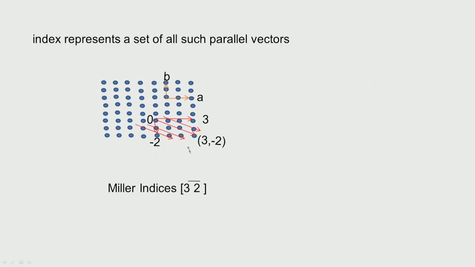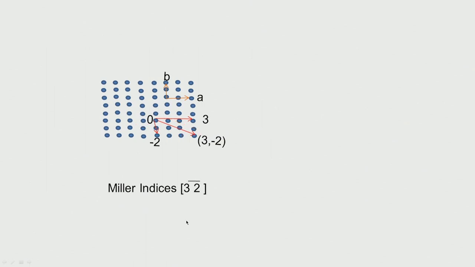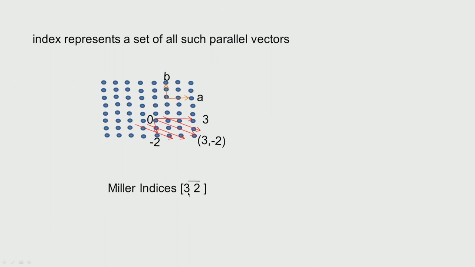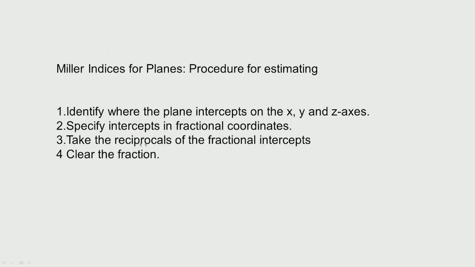Okay. Now, we can have several parallel lines, right. So, for all these we can have 3 comma minus 2 as the vector. These are all a set of vectors which have this type of 3 minus 2 because they are all parallel to each other. They are all parallel vectors. Okay. So, now let us go to plane, because in a crystal structure, in a lattice we are going to have planes.